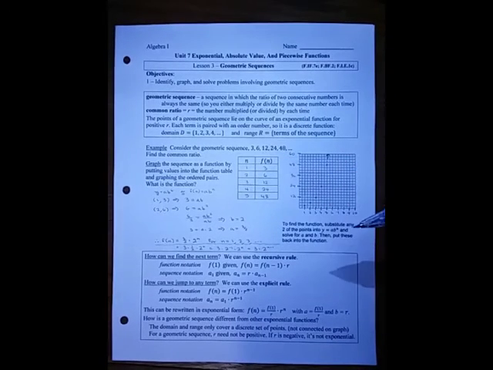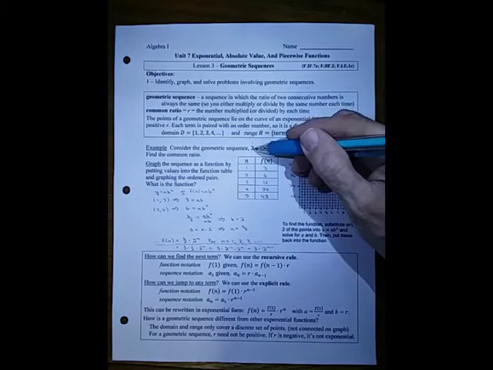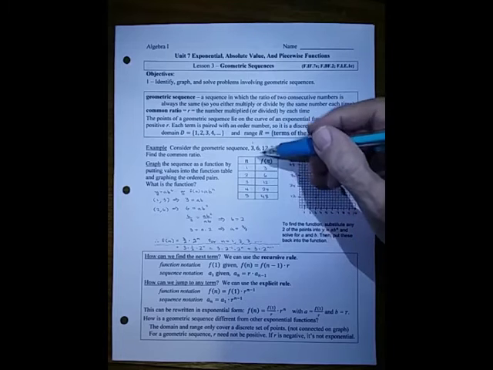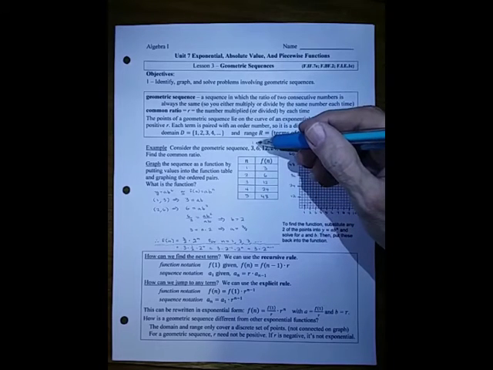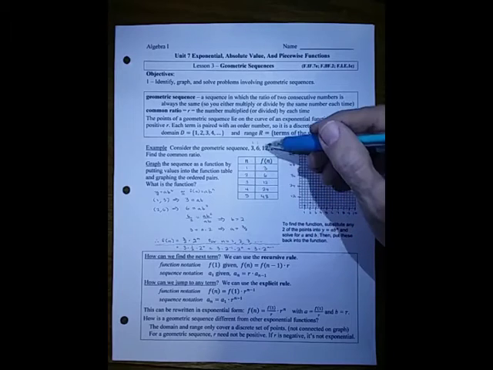The points of a geometric sequence, as I said, actually lie on the curve of an exponential function for positive r. Each pair, just like for arithmetic sequences, can be paired with the order number, so it's a discrete function. So this would be, the first term is 3, so we would graph the point (1, 3). The second term is 6, so we would graph the point (2, 6).